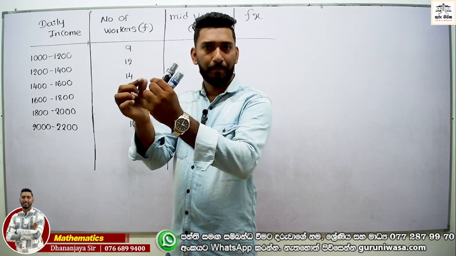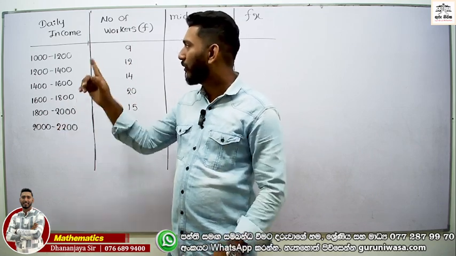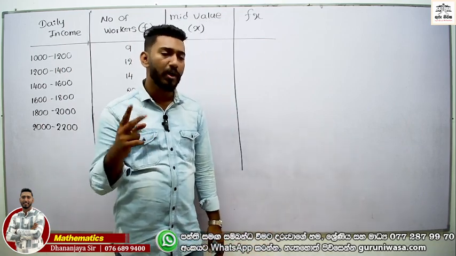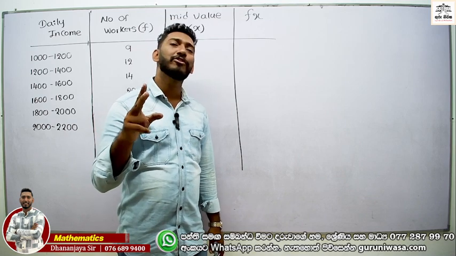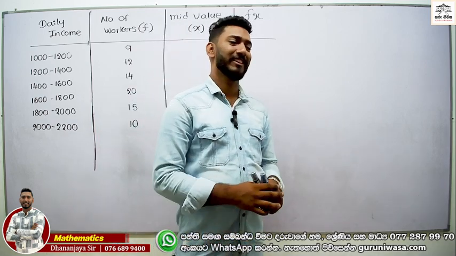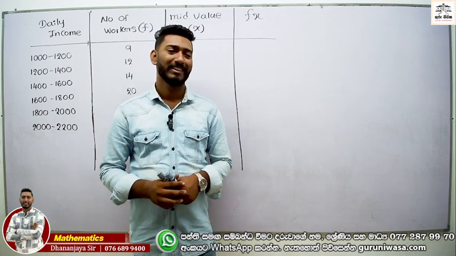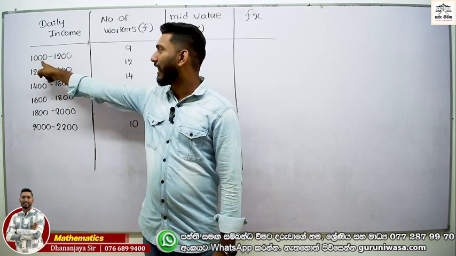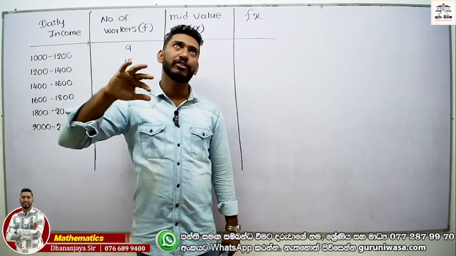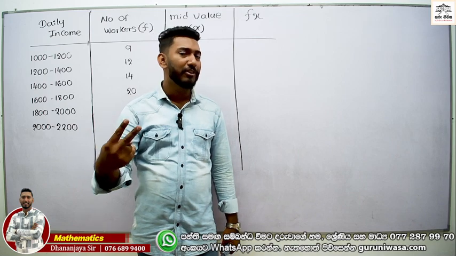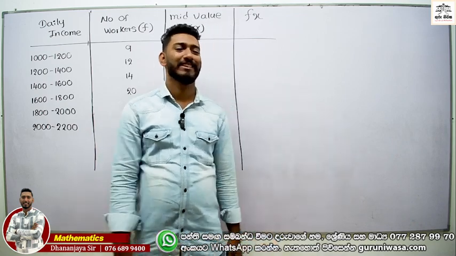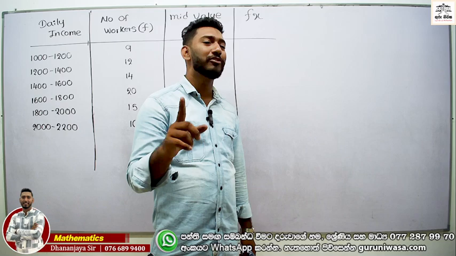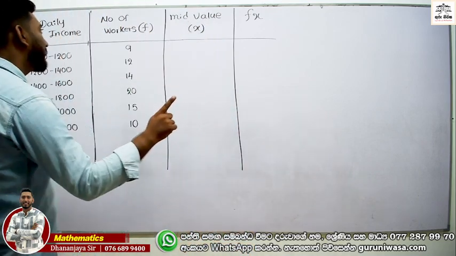You need to add and divide by 2. Now 1000 and 1200 is 2200, and divide by 2. Tell me the answer, Ritu. The sum of these two, and divide by 2. 1000 and 1200, therefore the answer is 2200. Divide by 2. What is the answer? It should be 1100. 1100, and this is the mid value.